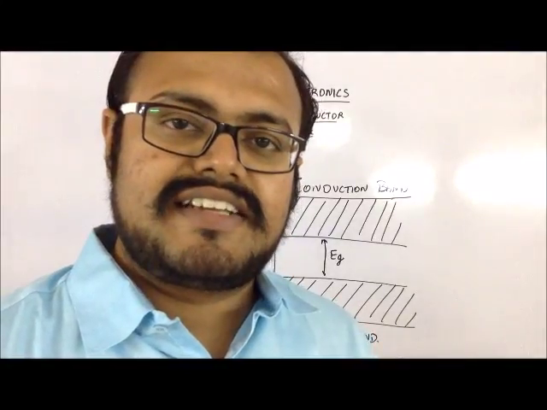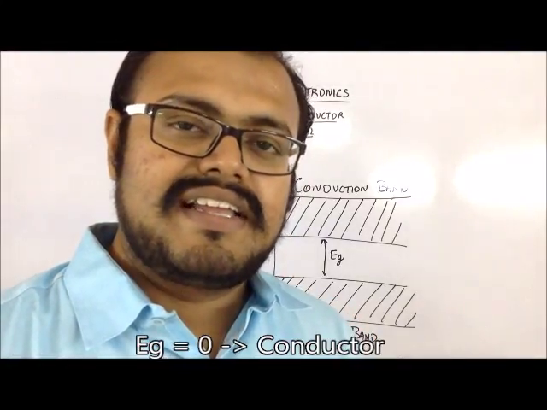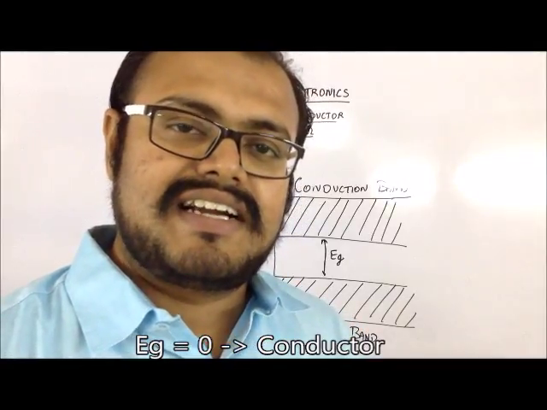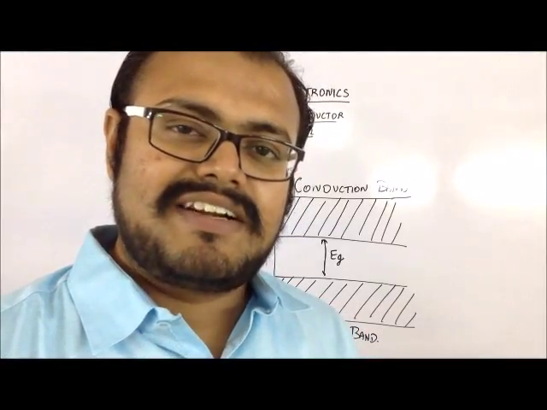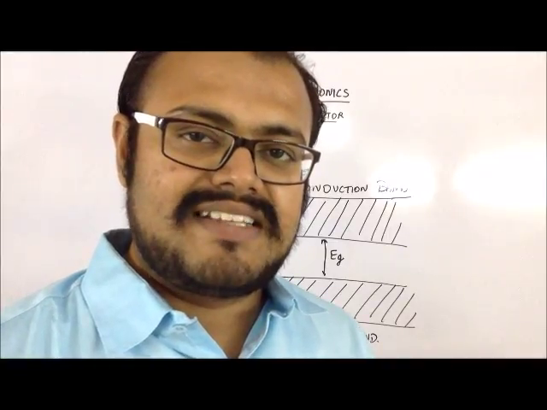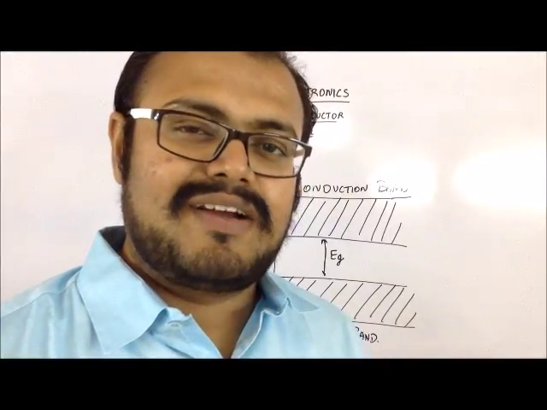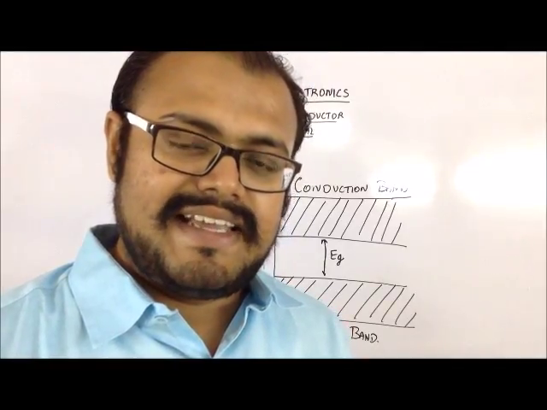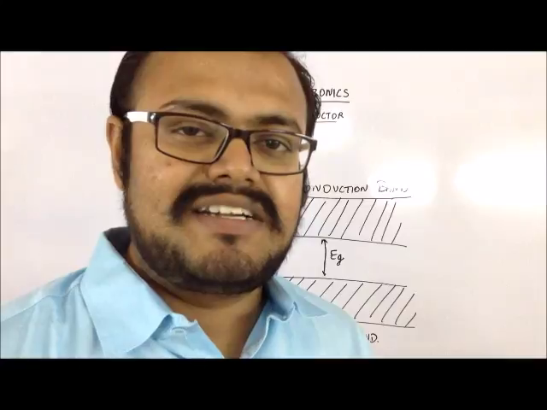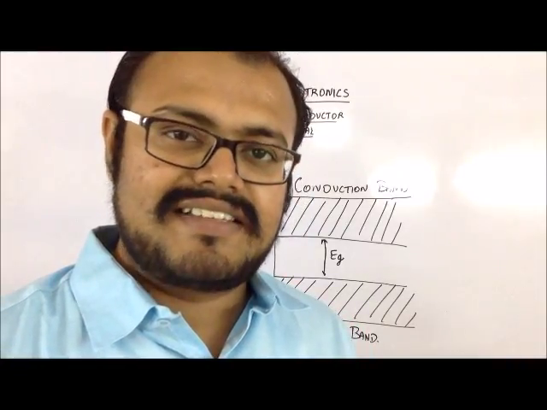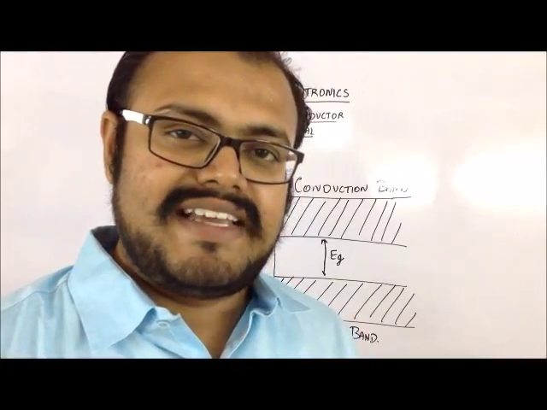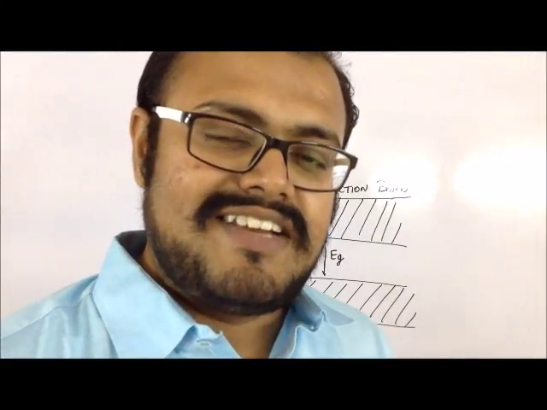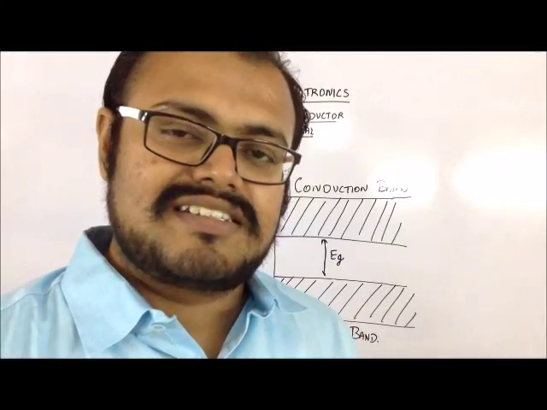When this energy gap has the value 0, then that particular material is called a conductor. That means if the electrons want to jump from the valence band to the conduction band, they require almost zero energy to do so. They can freely go from the valence band to the conduction band levels as they want. So that is why they are good conductors of electricity, because of the easy availability of the electrons for conduction purpose.